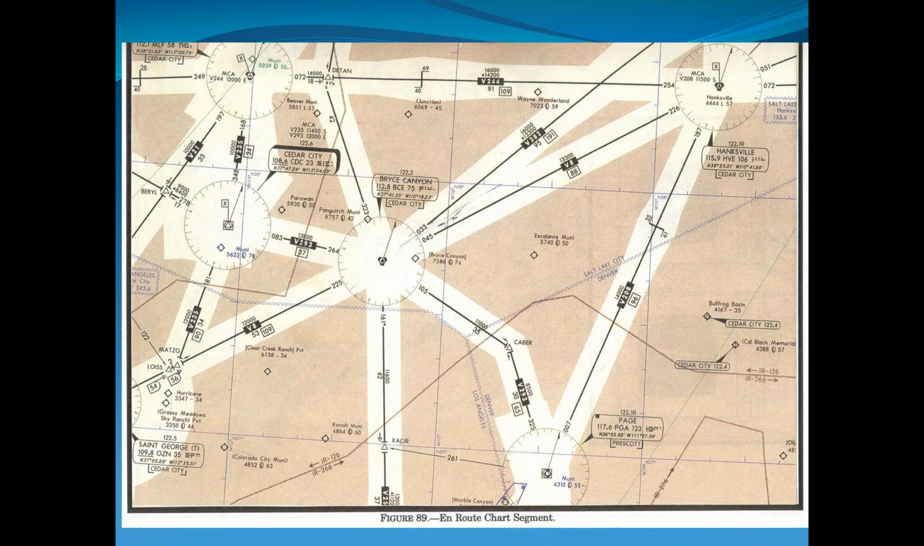If you do have DME, then really you just need to track just the outbound Bryce Canyon 161, and then once your DME says 42 miles away from it, then you know that that's that intersection. So that's how you find intersections if you're in an airplane.